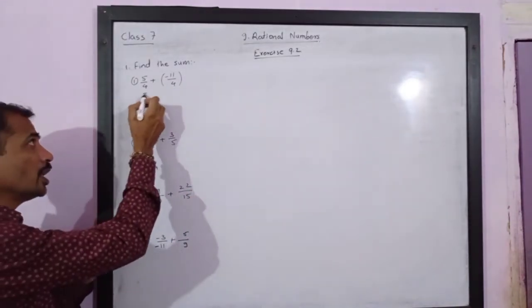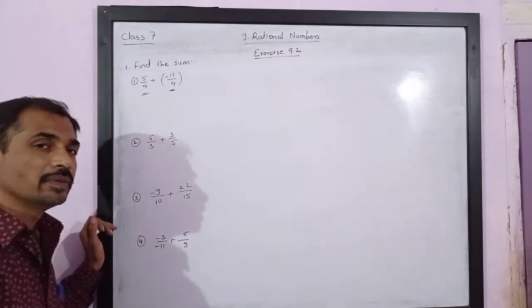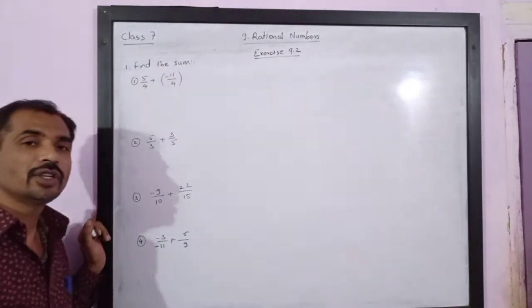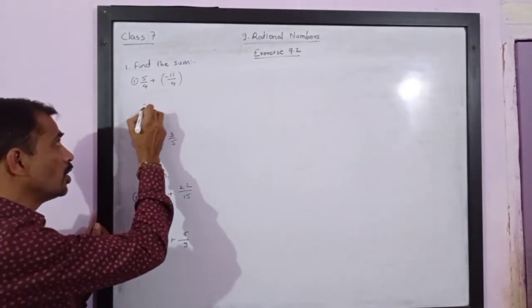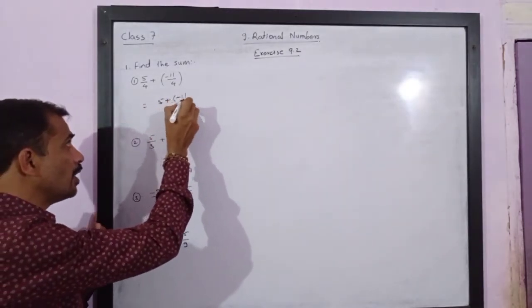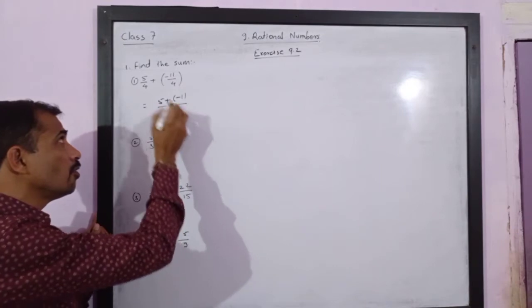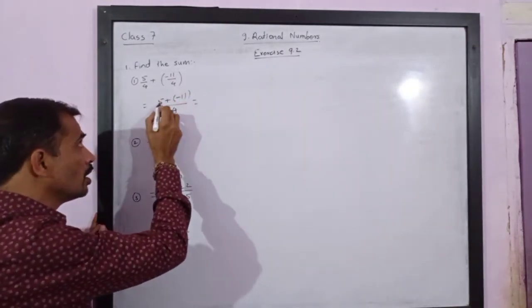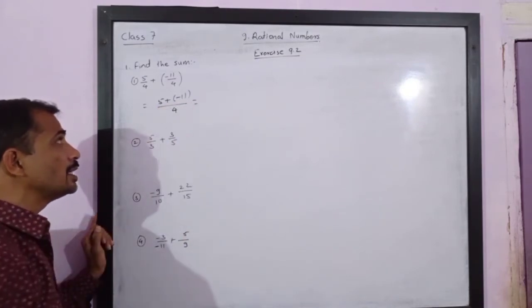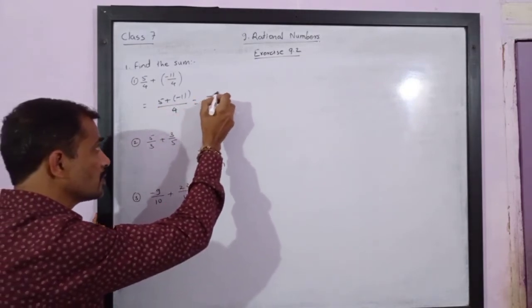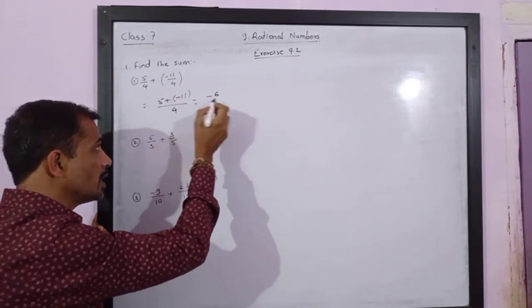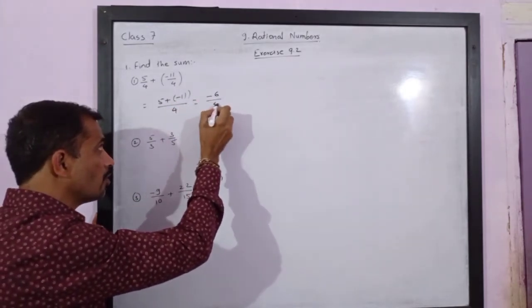Please note, here the denominators are same. If the denominators are same, the property is we add only numerators. So this is equal to 5 plus negative 11 upon 4, the denominator we keep as it is. So this is equal to positive 5 minus 11, which is negative 6. That is, 11 minus 5 is 6. Give the sign of the bigger magnitude integer, that is negative 6 upon 4.